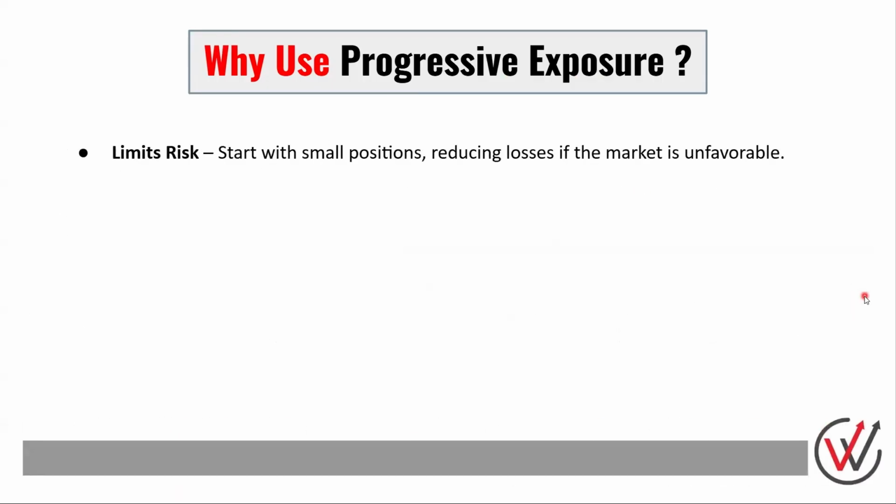Progressive exposure, I use it to limit risk. Why do we want to limit risk? See, I think George Soros said this. When you're starting out, and your entire capital is at risk, like you started with 10 lakh, you don't have a profit cushion, so everything is at risk at that point.